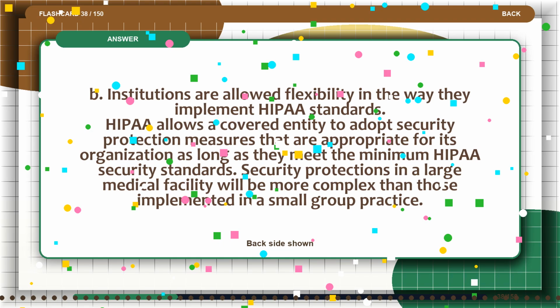The answer is B. Institutions are allowed flexibility in the way they implement HIPAA standards. HIPAA allows a covered entity to adopt security protection measures that are appropriate for its organization as long as they meet the minimum HIPAA security standards. Security protections in a large medical facility will be more complex than those implemented in a small group practice.